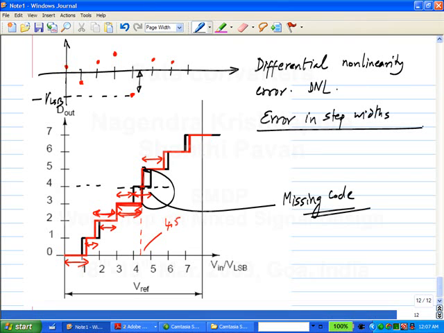So this is the differential nonlinearity error. This is basically like the local error. For every step, it tells you how much it is. Okay. And if this is larger than 1 VLSB, it means that your quantization step is larger and you will have more errors. Okay.